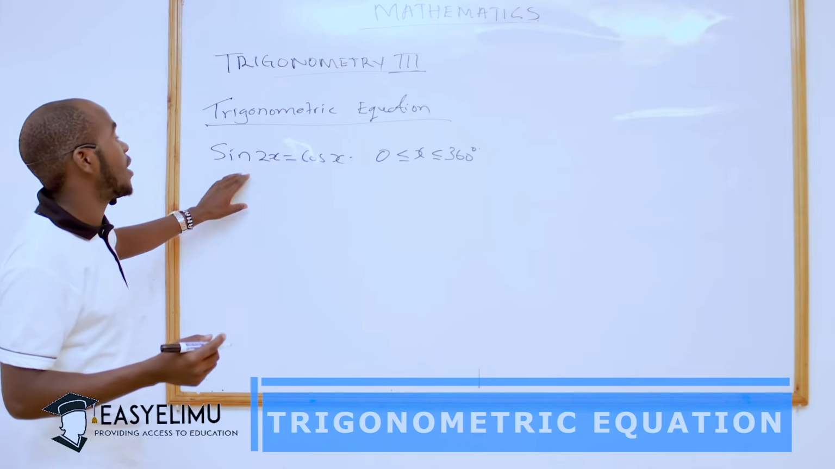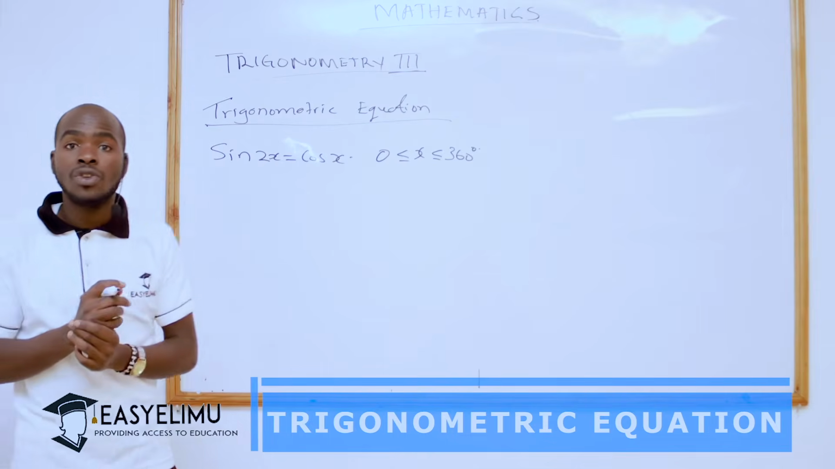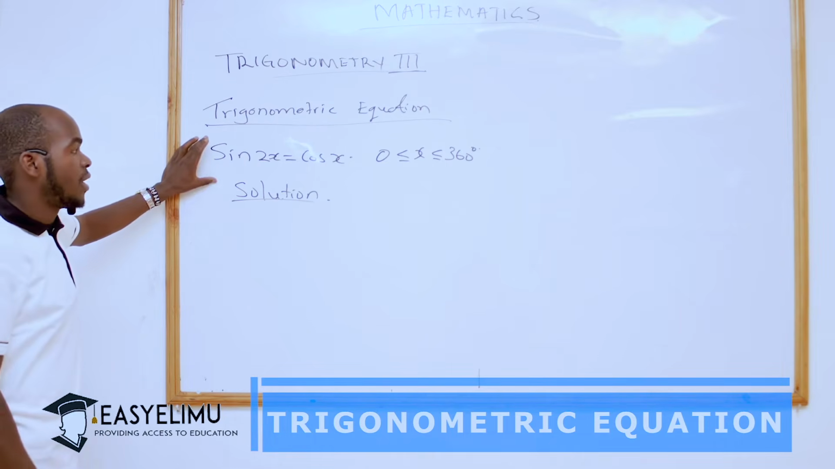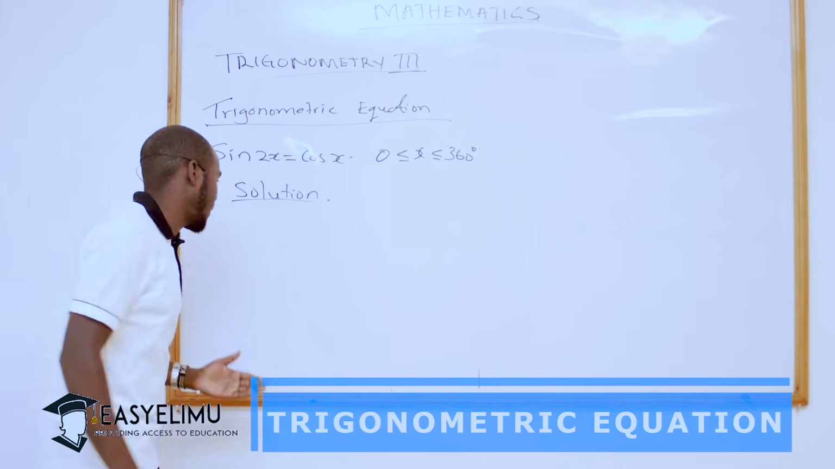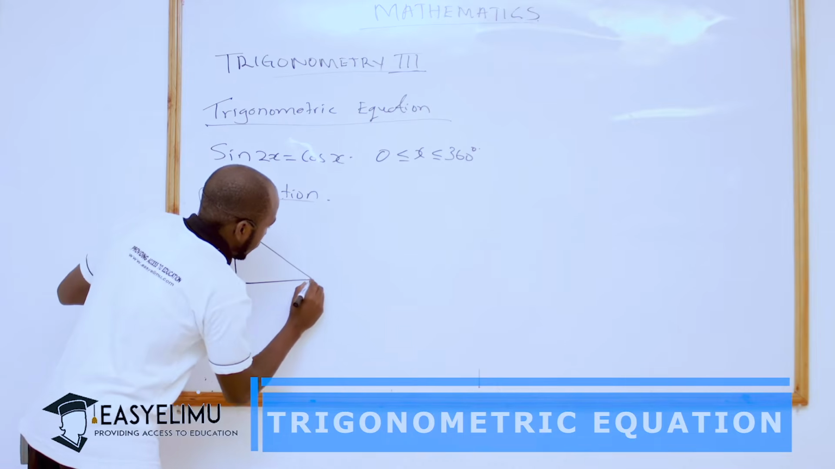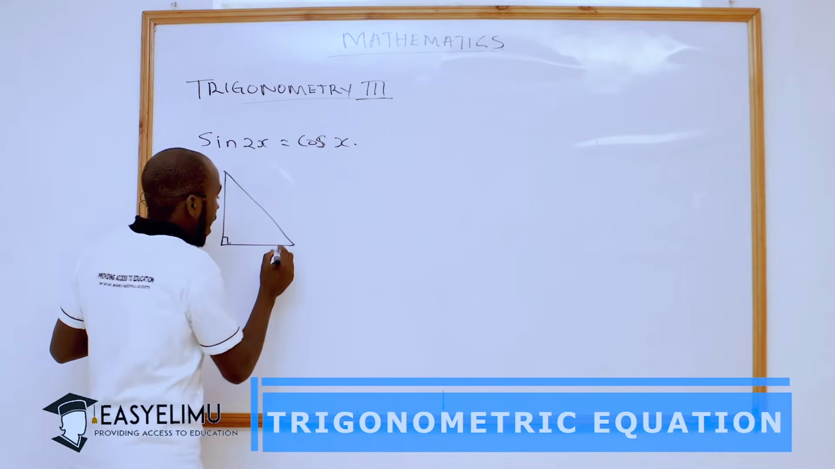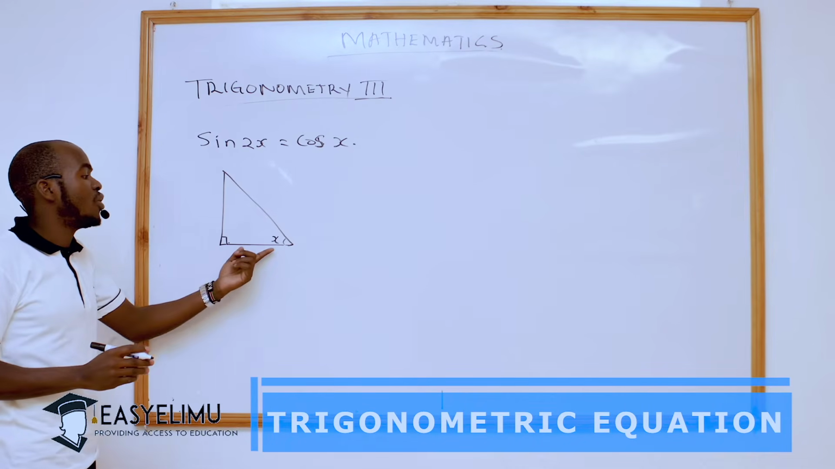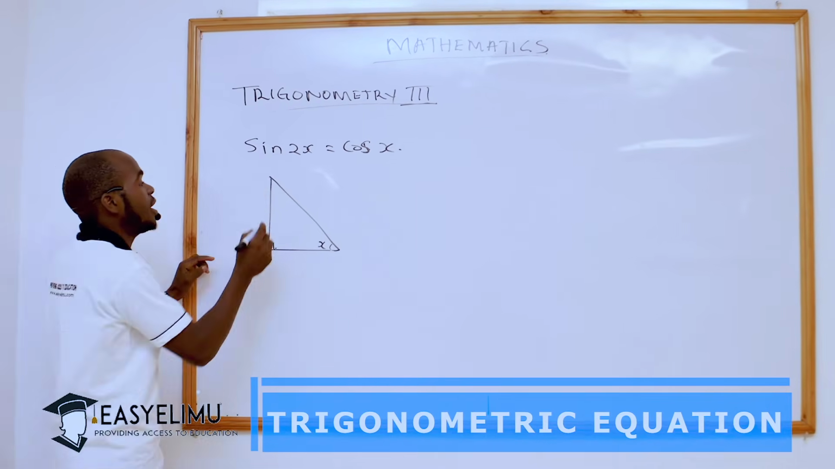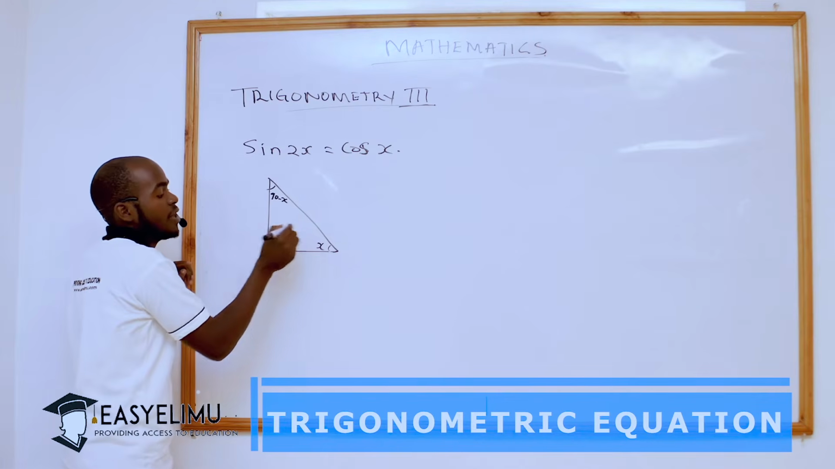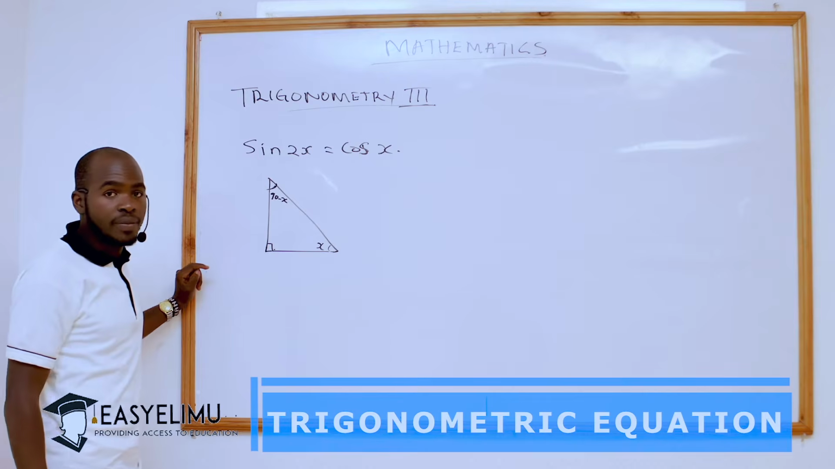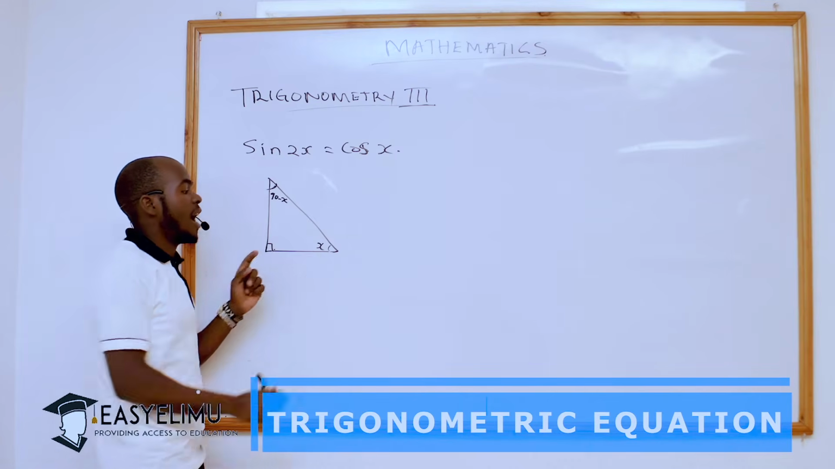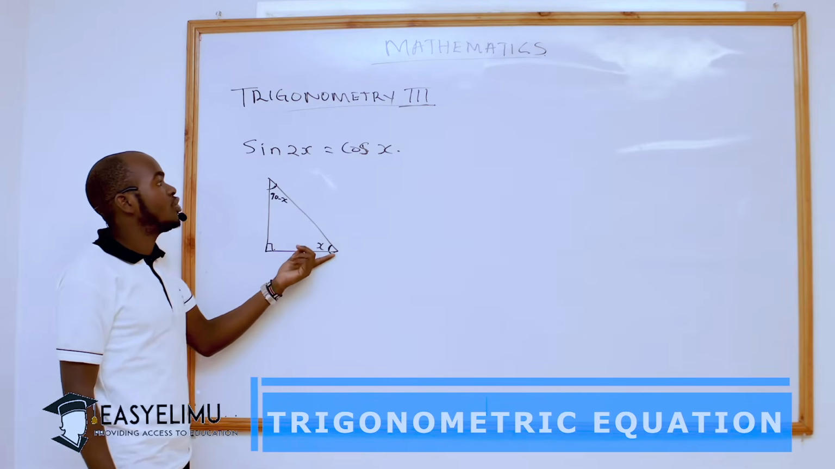And here, for instance, we have sine 2x equals cos x. Then we can start our solution by solving each equation. We can solve this way. From this point, we know that if we have a triangle, for instance, if this angle is x, then it definitely follows that this other angle is the remaining 90 degrees minus that angle x. You will find here. And we have been told sine 2x is equal to cos x. For instance, if this is angle x, then it means sine 2x will be this one.